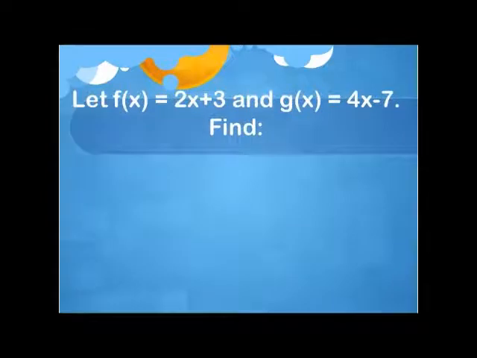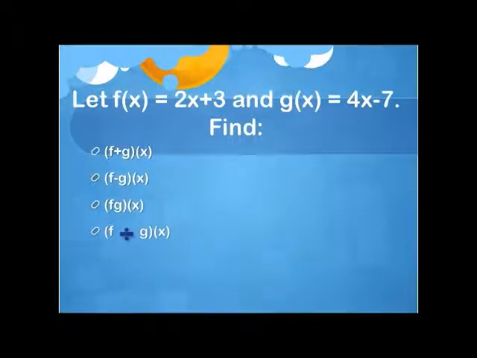So we let f(x) equal 2x plus 3 and g(x) equal 4x minus 7, so find the following problems: (f plus g)(x), (f minus g)(x), (f times g)(x), (f divided by g)(x), (f minus g)(2), (f times g)(0).